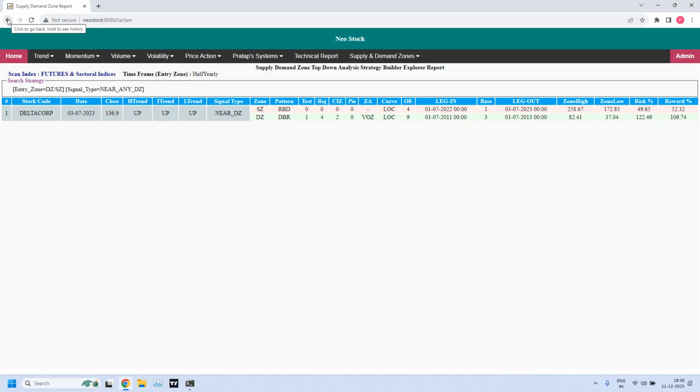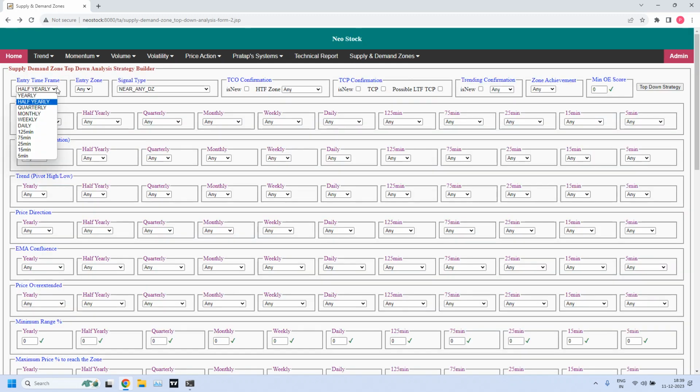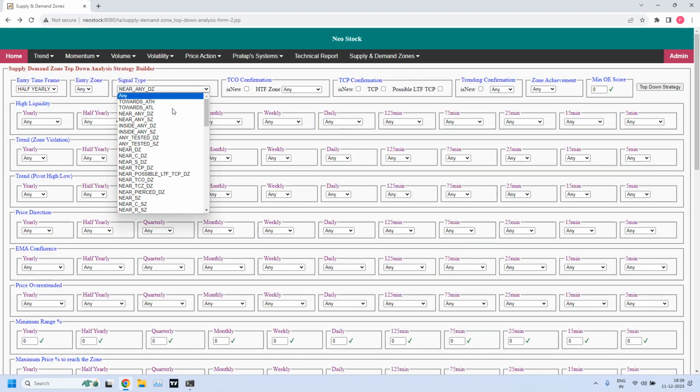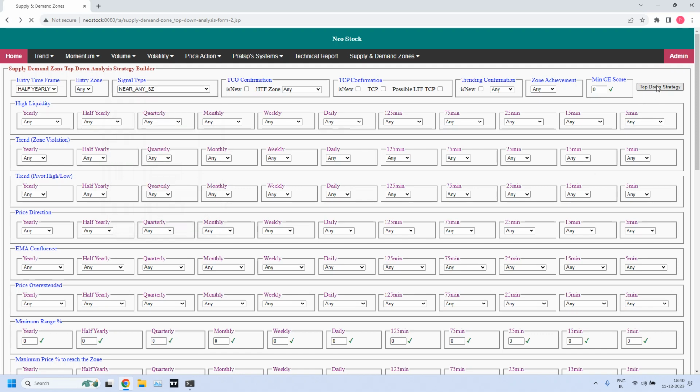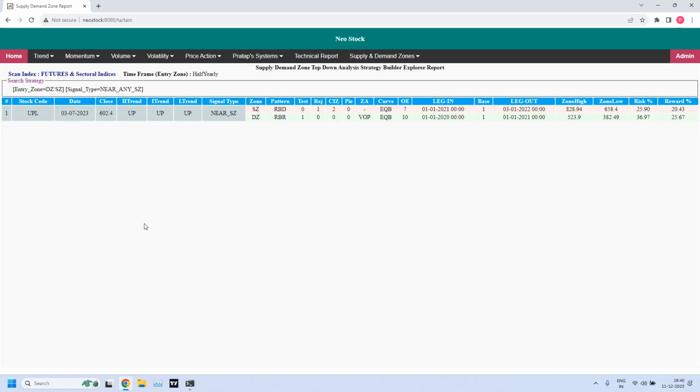Let's go back. Entry time frame is half yearly. Let us find the stock near to the half yearly supply zone. So this stock is near half yearly supply zone. So let's go back.